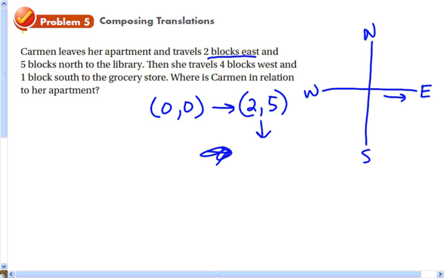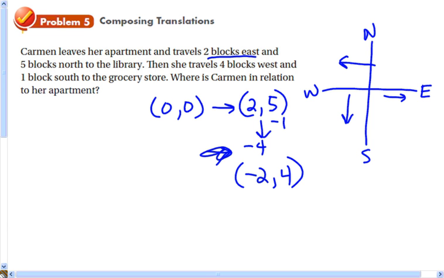And then from 2, 5, she travels 4 blocks west. Now 4 blocks west is a direction to the left, which would be -4 on the x-axis going left. So we need to take 2 minus 4 for the x-coordinate, which gives us -2. And then we're going to go 1 block south. South is a negative direction on the y-coordinate. So we're going to take 5 minus 1, which is going to give us 4. So we're going to end up at the coordinates -2, 4.